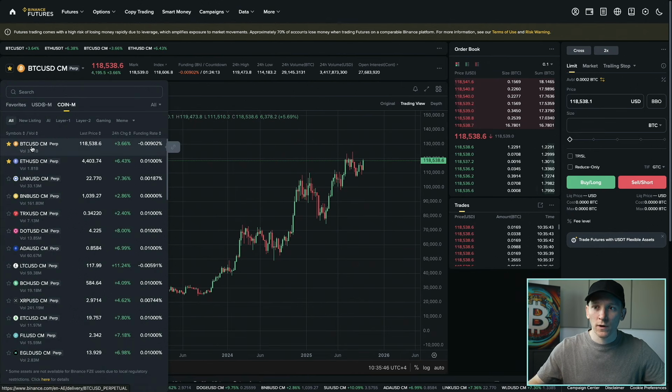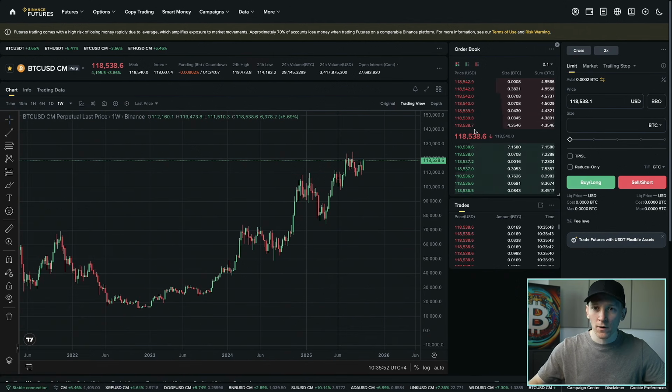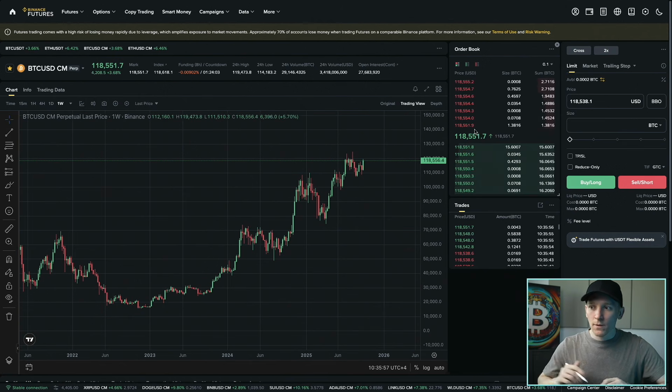Notice that we're trading Bitcoin USD, but we don't have a stablecoin at the end because we're actually trading Bitcoin versus the dollar exchange rate. Notice the price is basically the same. We're still trading Bitcoin versus dollars, but the difference here is that we're using coins to margin our trades. Also, with coin margined, your profits and losses are exchanged in the coin, not dollars. And this makes things much more volatile.